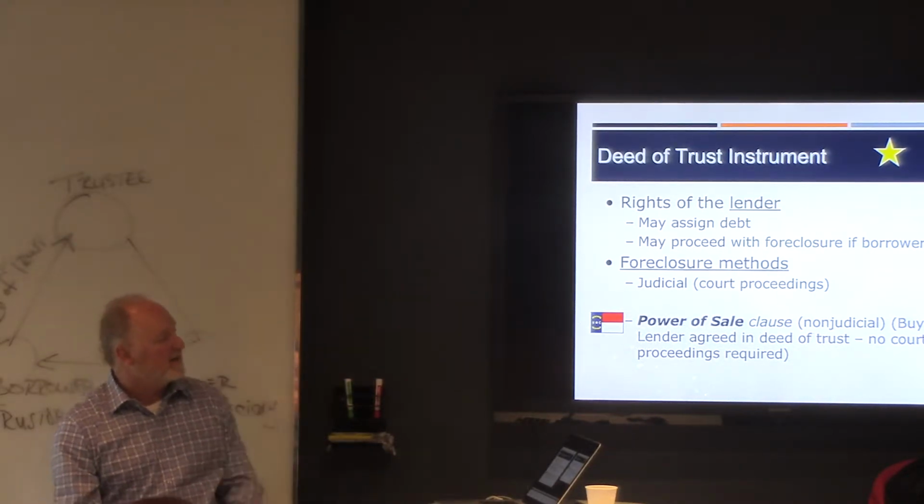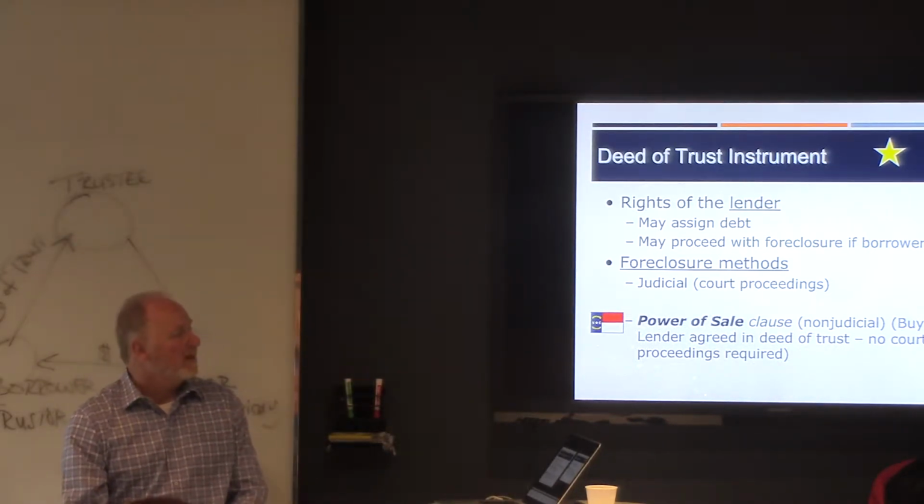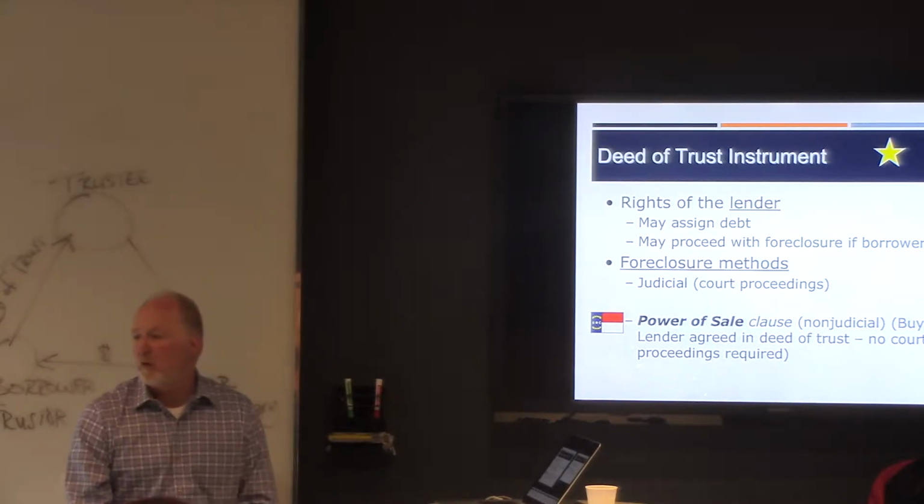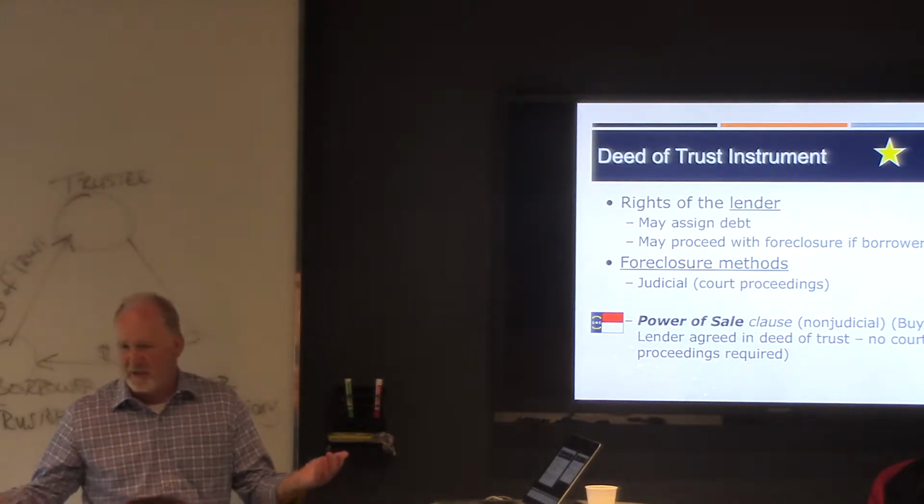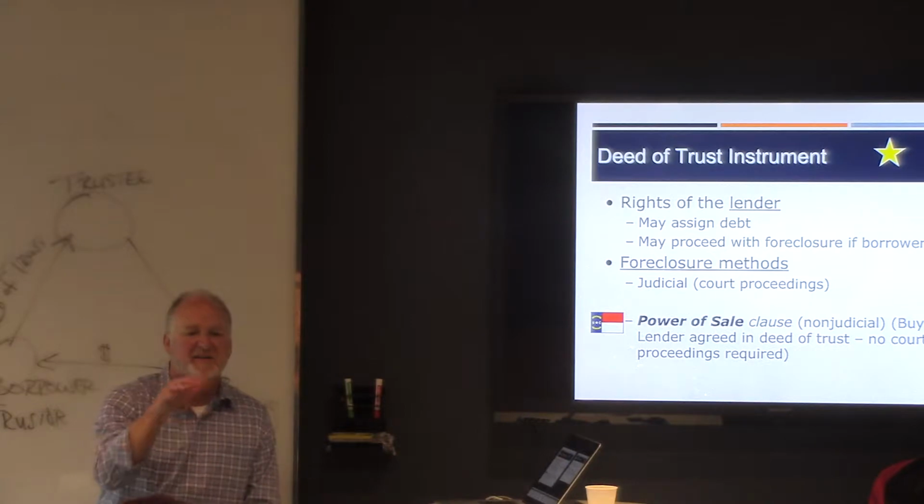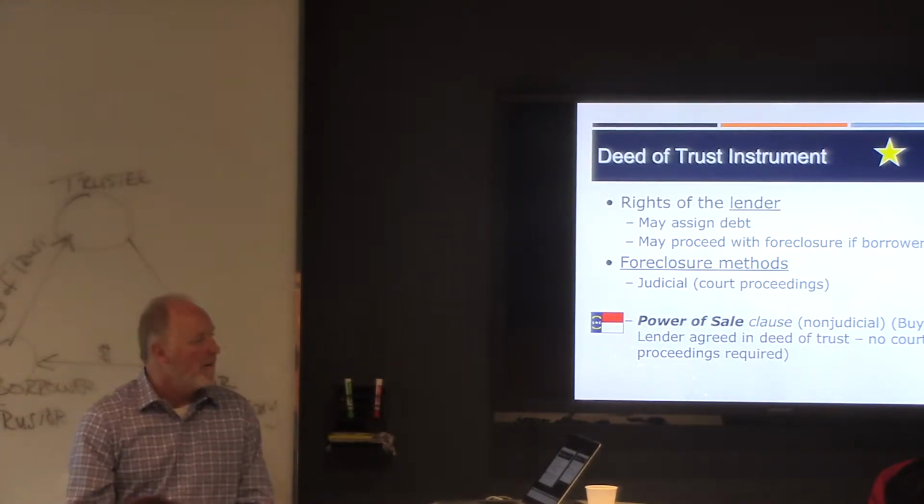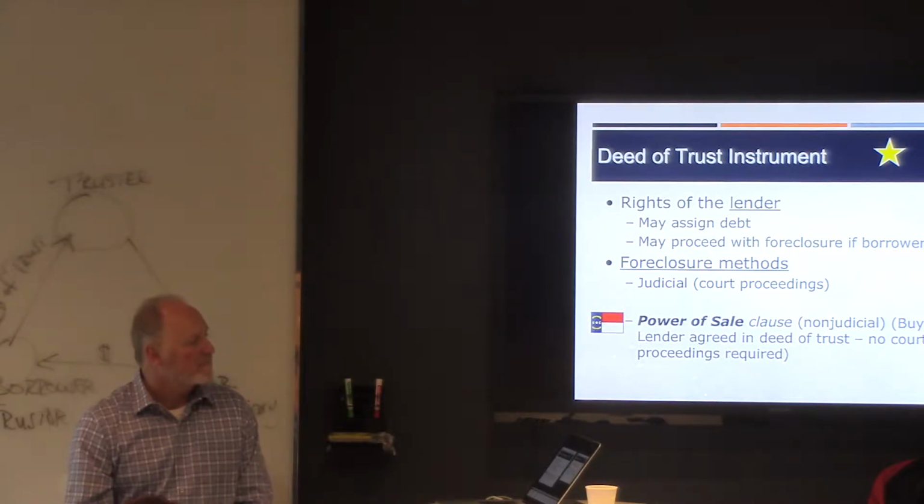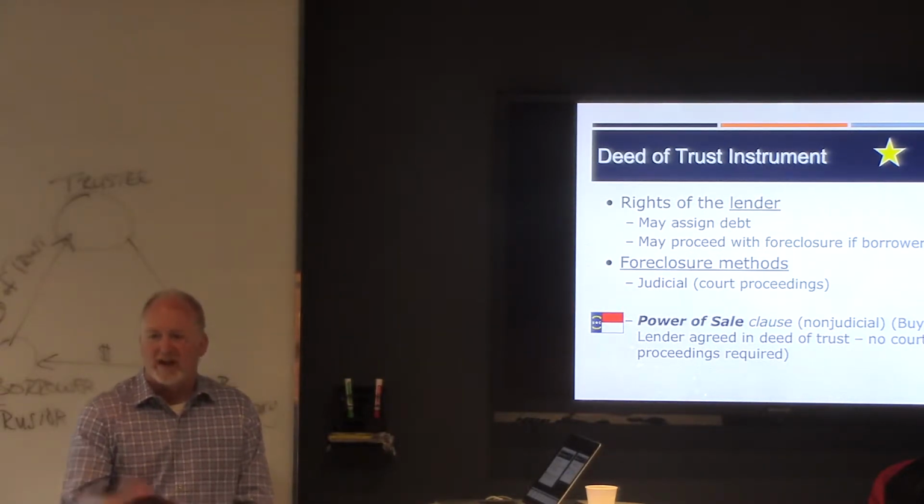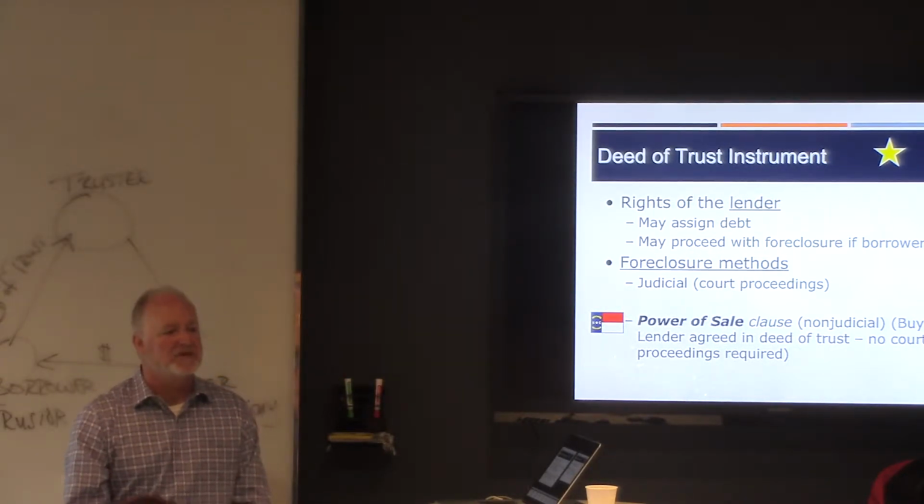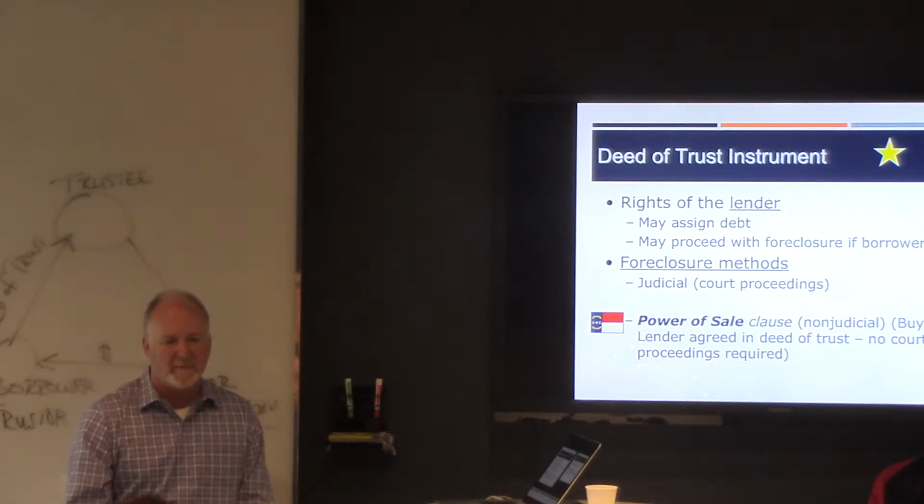Okay, so they can assign the debt if it's negotiable. They can proceed with a foreclosure if the borrower is in default. That makes sense. You probably already knew that before you came to class. That's the purpose of the deed of trust and the mortgage. Foreclosure methods. Since they're on the slide here, let's go ahead and take them on now.